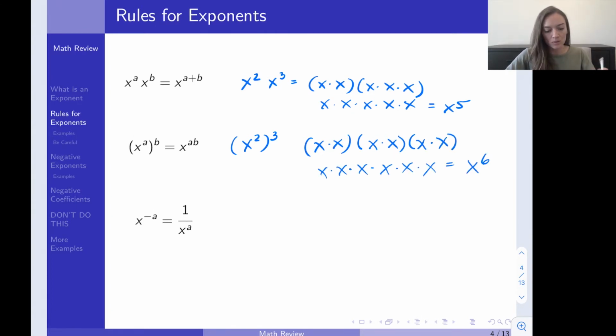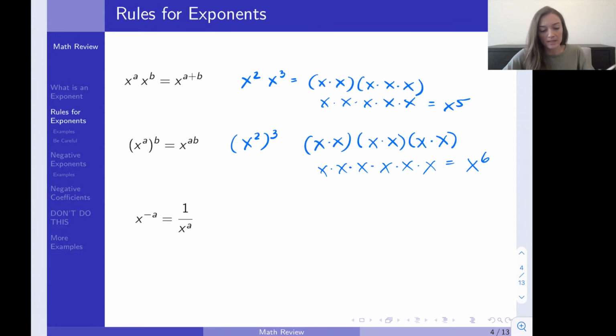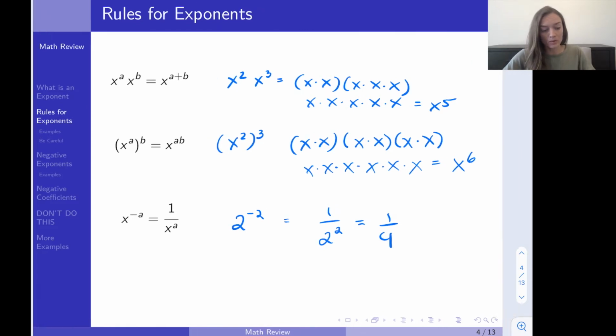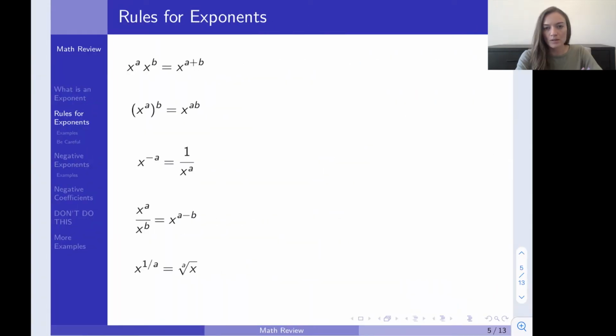Okay, and then our final rule is x to the negative a is 1 over x to the a. For example, let's use a real number here. If I had 2 to the negative 2, that would be 1 over 2 squared, which is 1/4. Okay, so these are the 3 main rules. And now there are 2 more rules. So these are the 3 that we just saw. These are like the 3 main ones.